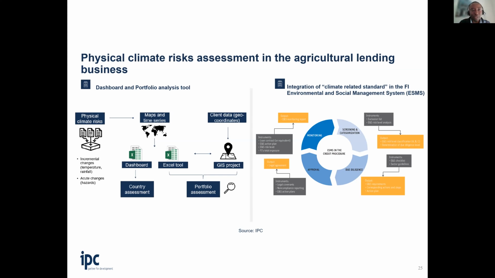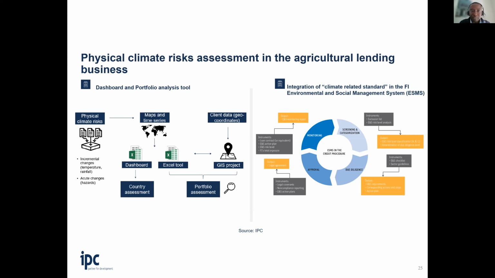For that, we have focused mostly on what we call incremental changes. So we look at temperature, rainfall, and sea level rise, but also what we call very acute changes, such as droughts, which come once in a while.